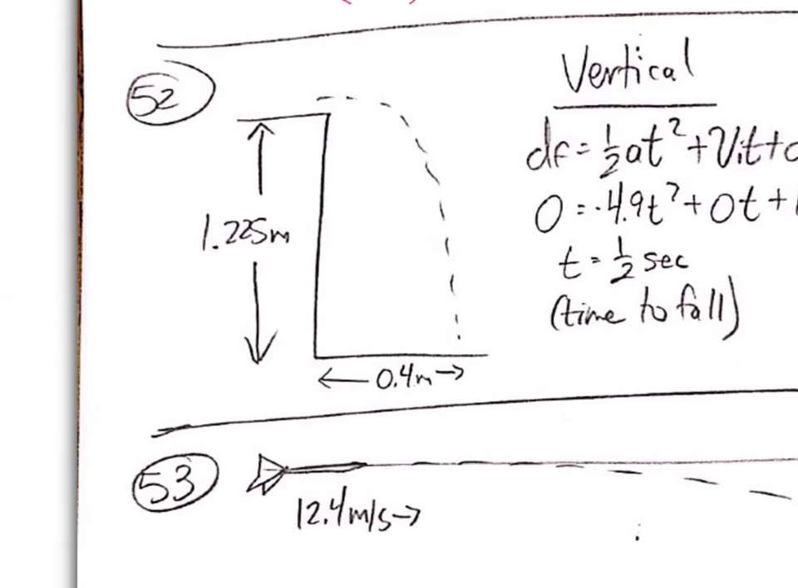52 says the toy car runs off the edge of a table that is 1.225 meters high. The car lands 0.4 meters from the base of the table. So, real similar situation. There's some initial velocity in the horizontal direction, not the vertical direction. Only we're given information that is different and asked for information that is different from the previous question. We need to find how long did it take the car to fall and how fast was the car going.